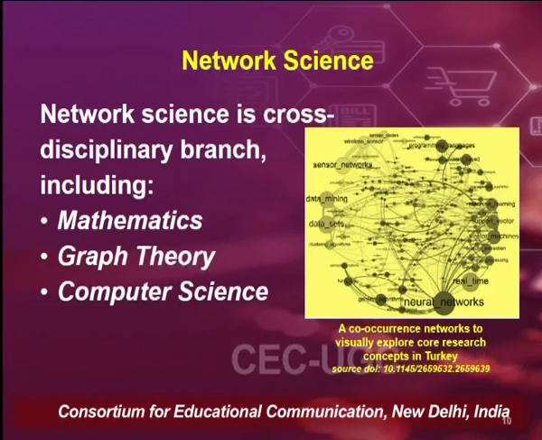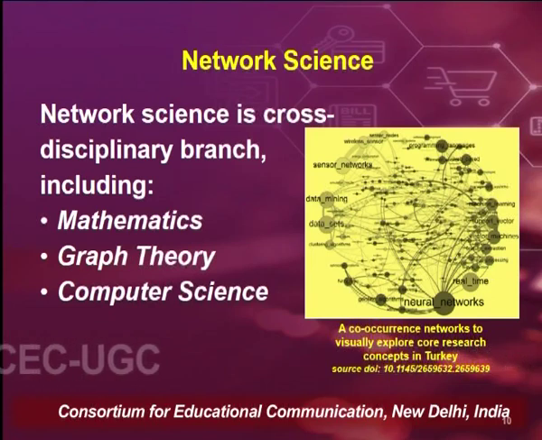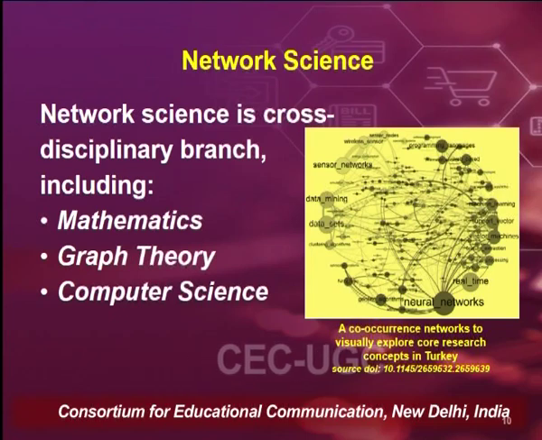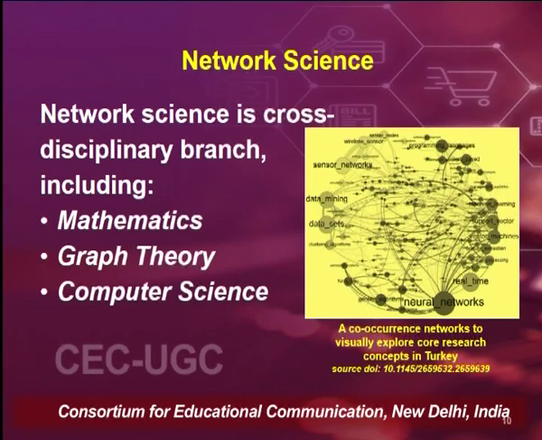In this diagram you can see a co-occurrence network that visually captures the research concepts in a Turkish university. There are many students in this particular university doing research in different vivid areas. So this data set will have the details of the students and the keywords, concepts, or technologies they are working in. But a student or researcher will not work on a particular topic as a standalone.